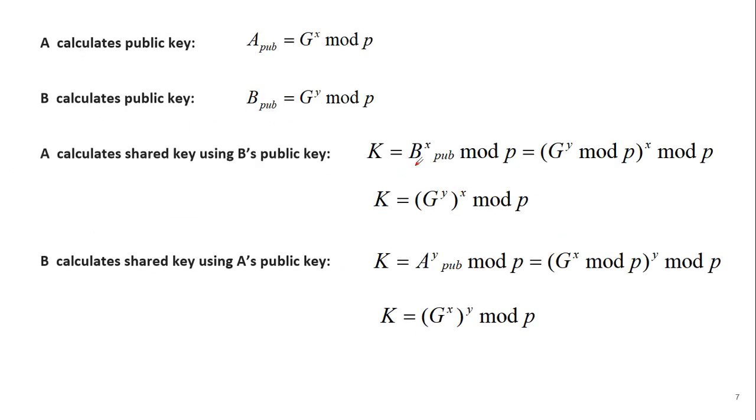Now this is the operation. For example, A calculates B public raised to X mod P. B public is nothing but G raised to Y mod P, and the key gets generated the same on both sides because this operation takes place. This is very easy to understand. Just replace, A public is nothing but G raised to X mod P, and here we can see that the same key is generated at both sides.